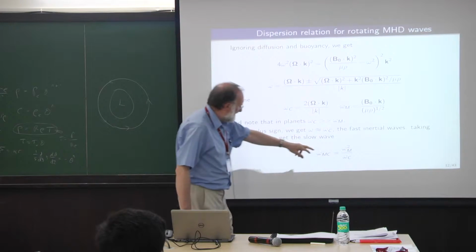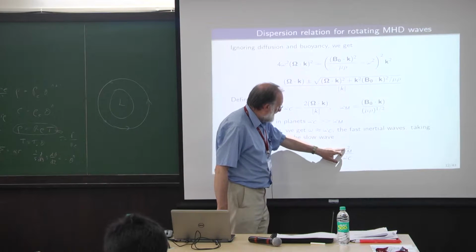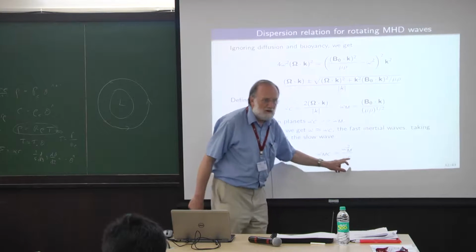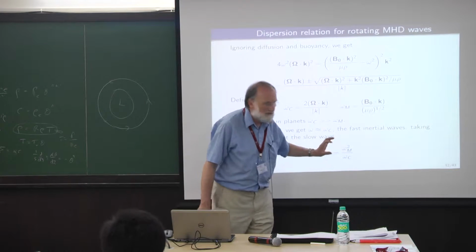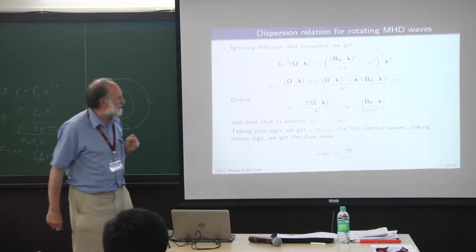And so this thing here is really rather small because it's got a small omega M, and then it's multiplied by omega M over omega C. So that actually has got a period of sort of thousands of years. So these are really, really slow waves. And these are magnetostrophic waves.